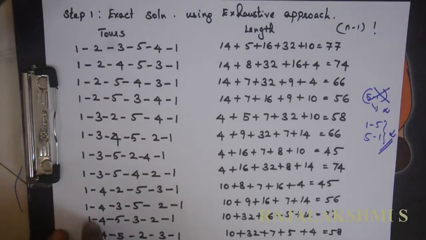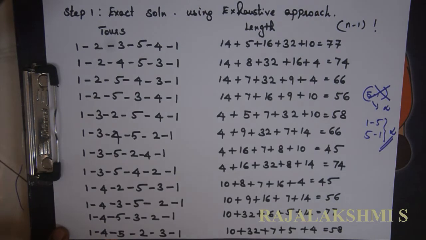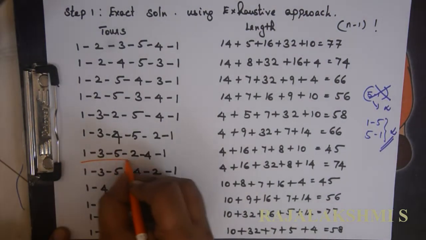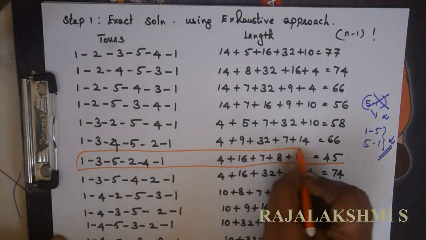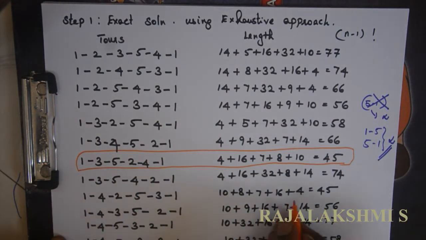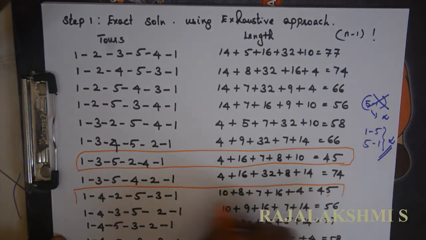So after listing all the permutations, we have to find the one which is having the minimum cost. So if we observe here, we are having the minimum cost here as 45. So this is one such optimal tour, and similarly we are having 45 here. So this is another such optimal tour, right?